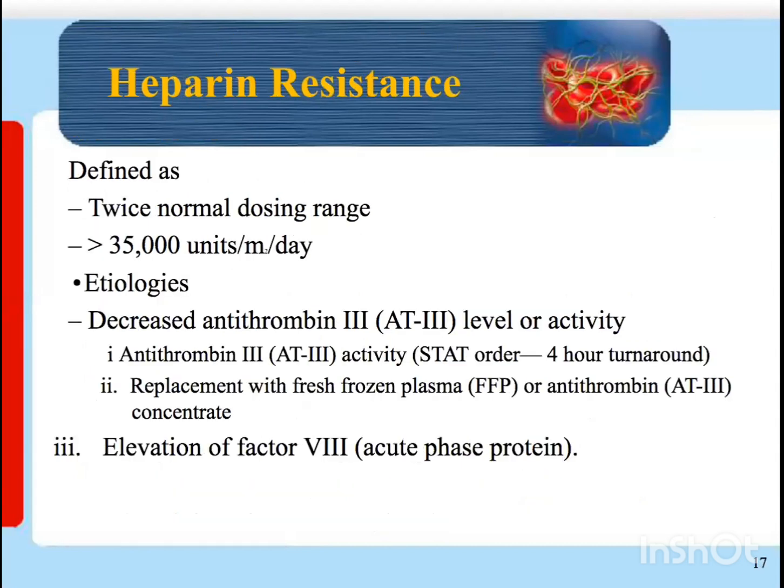So heparin resistance and heparin-induced thrombocytopenia with the use of heparin are very, very common. And if you have heparin resistance, then you will require heparin at twice the normal dose, that is more than 3,500 units per liter per day. And the etiology is a reduction in the antithrombin 3 level or activity. The standing order should be to send antithrombin 3 levels for measurement every 4 hourly if you have heparin resistance, and replace it with fresh frozen plasma. And you also look out for acute phase protein factor 8 elevation.